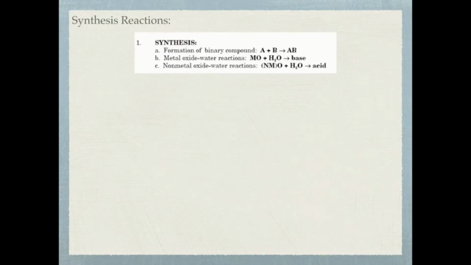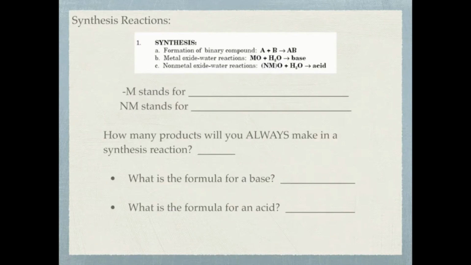And then for 1C, you have a non-metal oxide. For example, sulfur trioxide, SO3, that is a non-metal, sulfur, and oxygen, and it's going to react with water to form an acid. So those are your three different types of synthesis reactions. Let's actually see what all of this means. Remember, M stands for your metal, for a metal oxide, and NM stands for your non-metal.